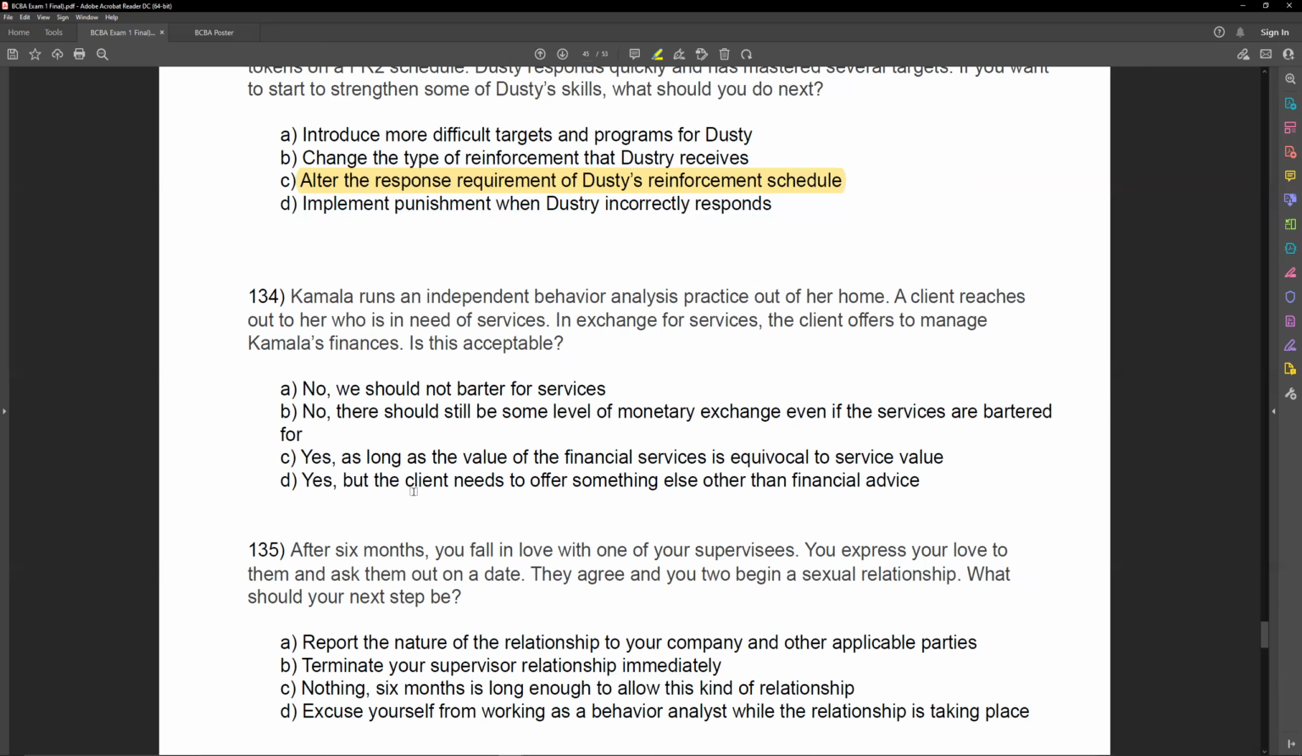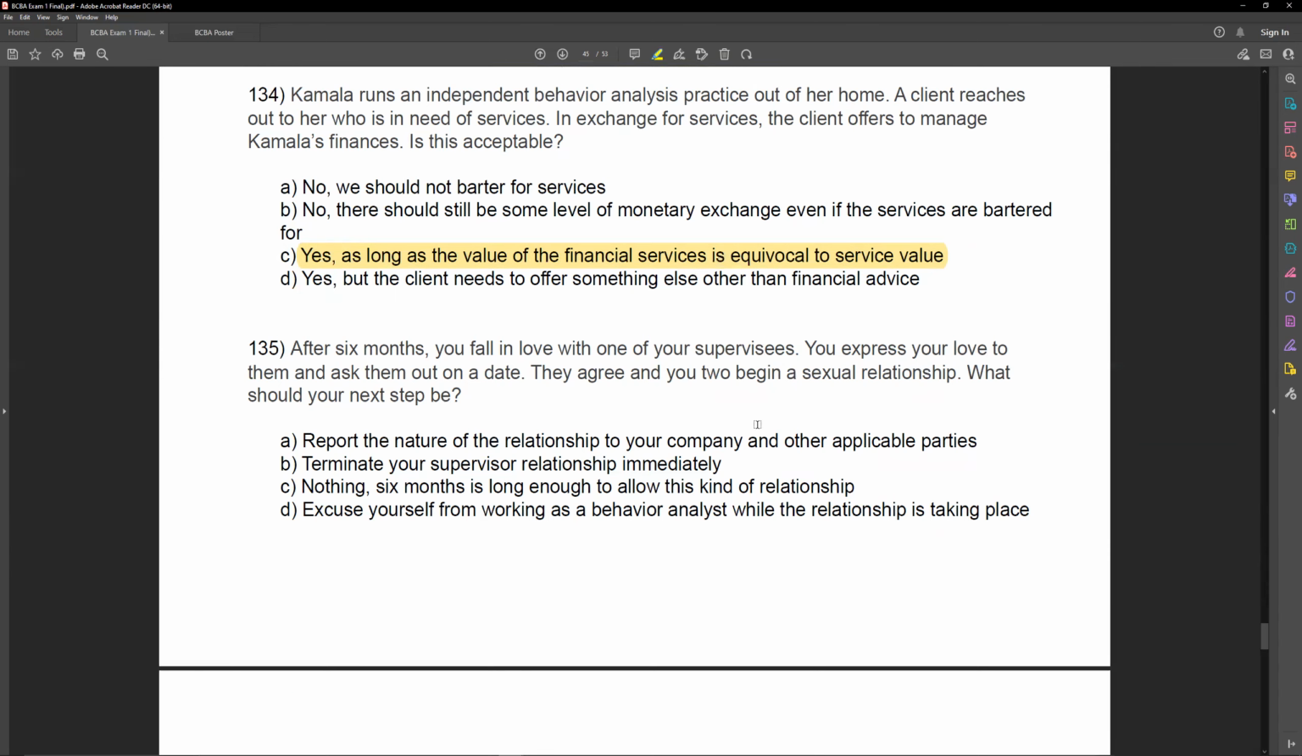What about D? Yes, but the client needs to offer something else other than financial advice. Nope, not necessarily. What is our rule? You can barter for services as long as the value of the financial services, or whatever you're bartering for, is equivocal to service value.